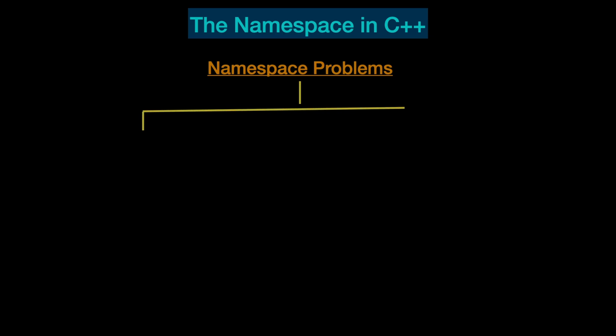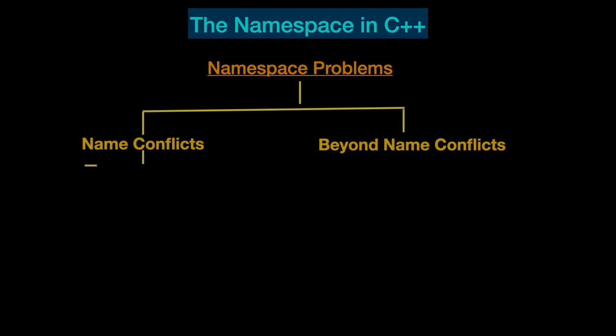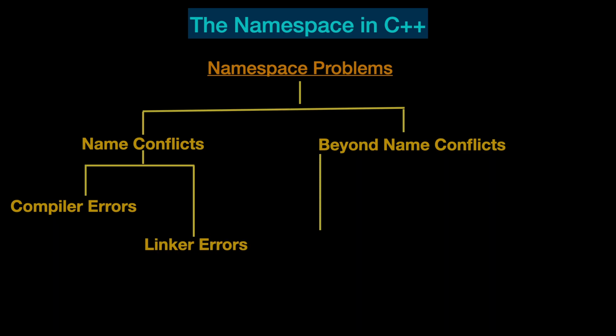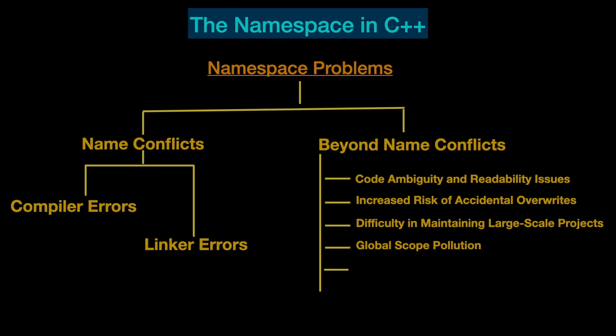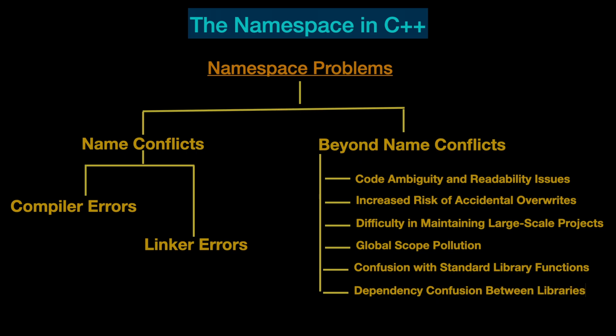This can be further classified into two main categories: name conflicts and beyond name conflicts. Under name conflicts, we'll see functions, variables, or classes with the same name clash across files or libraries, causing compiler errors or linker errors. Under beyond name conflicts, we'll discuss issues like code ambiguity and readability issues, increased risk of accidental overwrites, difficulty in maintaining large-scale projects, global scope pollution, confusion with standard library functions, and dependency confusion between libraries.